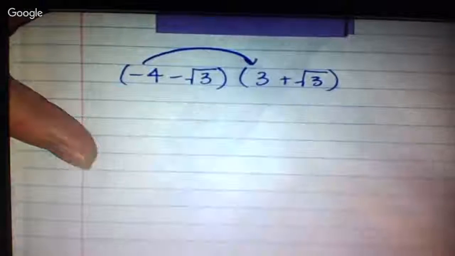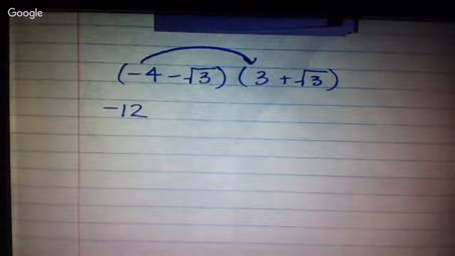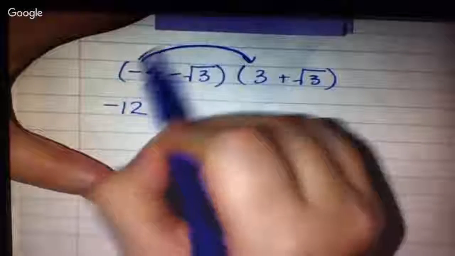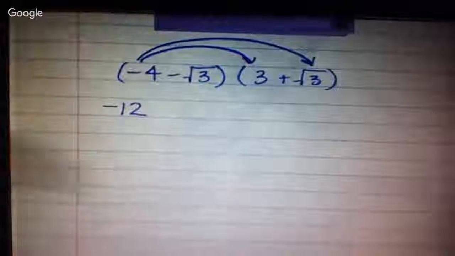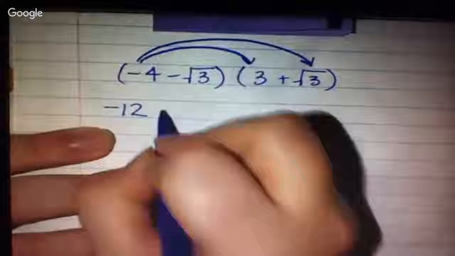just like you would have done if this was x plus 2 times x plus 3, and you would have done the FOIL method, first, outer, inner, last, that's what we're doing here. So the first thing we need to do is multiply our first terms. So -4 times 3. -12. I need to multiply my outer terms. -4 times the square root of 3. -4 square roots of 3.